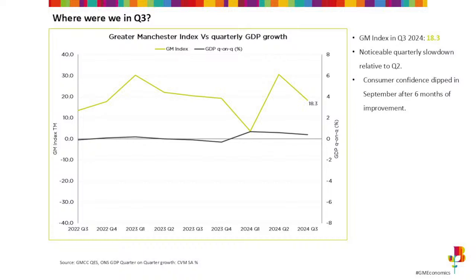So there was this general perception and optimism that the new government will come into place and they will pursue a different economic direction. So I think that contributed to an increased economic activity in Q2. So the Greater Manchester Index went up to 30.3. It then went down in Q2, and then in Q3 there was a decline. So it was 18.3 in Q3.